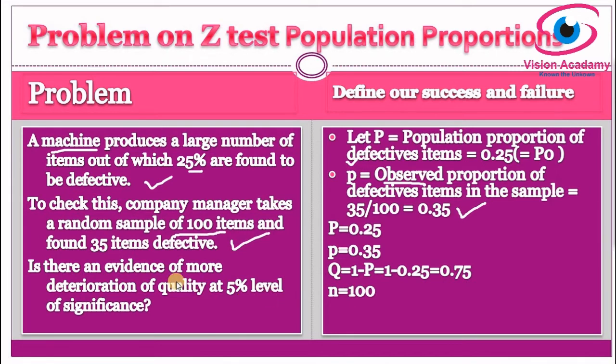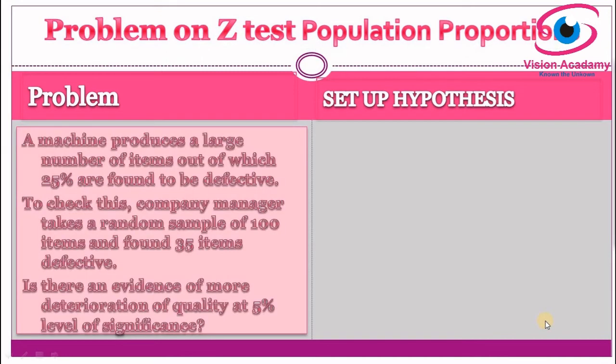And along with that, a manager took a sample of 100 items to check whether it is true. So in this case, n is equal to 100, the sample size. Also we have alpha, a 5% level of significance. Alpha is 0.05. So with this information we can apply it to the formula. We have here capital P, small p, capital Q, n and alpha. So now let us set up a null and alternative hypothesis.